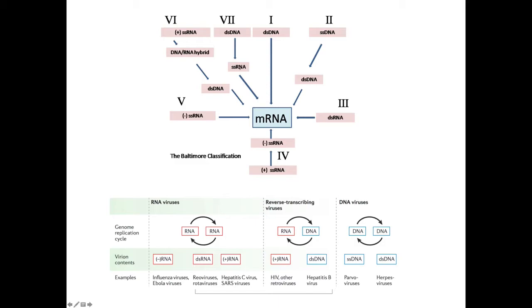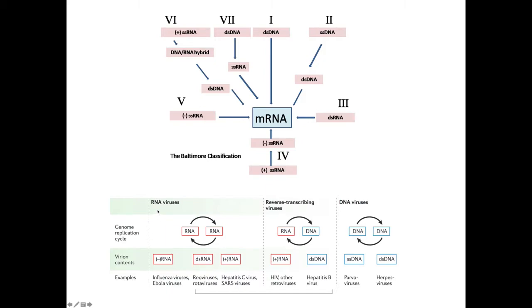Double-stranded DNA can make single-stranded RNA, which can then also be processed into mRNA. And this classification scheme is known as the Baltimore classification scheme. It defines the different ways in which mRNAs can be generated. All of these represent the infectious form, and these represent the form that exists within the cell that is replicating the virus.